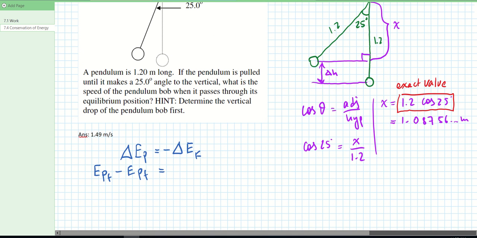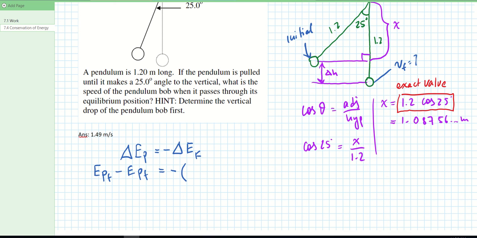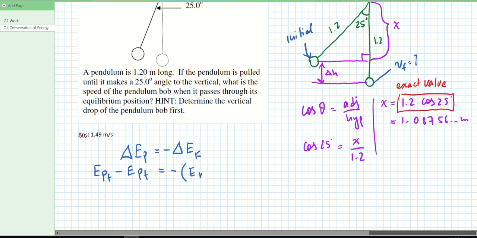Okay, now this is our initial point, right? Because we're looking at speed here. What is our V final at this point? So this is the initial point, this is our final point as it goes through the equilibrium point. So on the kinetic side, we're going to have a negative, so don't forget the negative. Make sure you put this in parentheses, otherwise you might end up with a negative there, so be careful with that. So negative goes in front. We have EKF minus EKI.